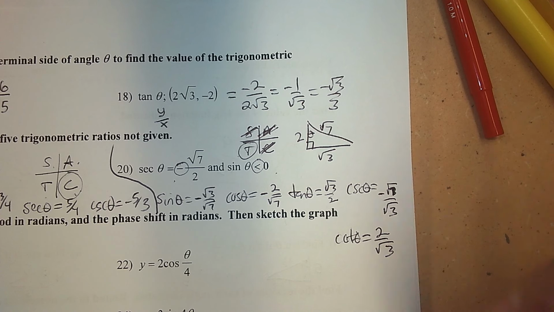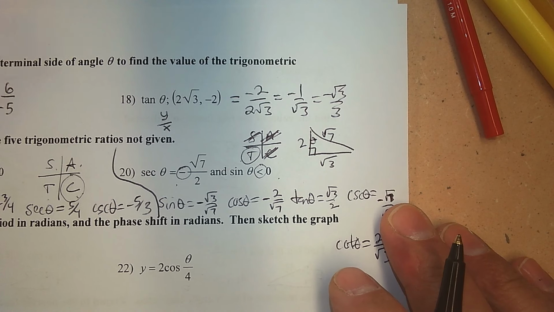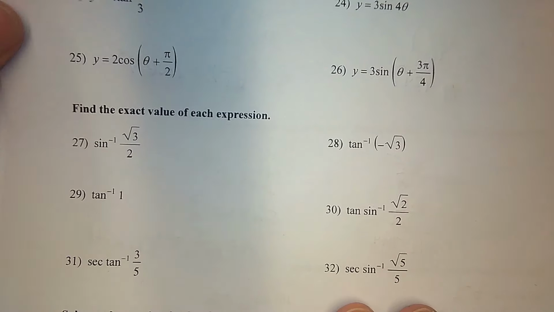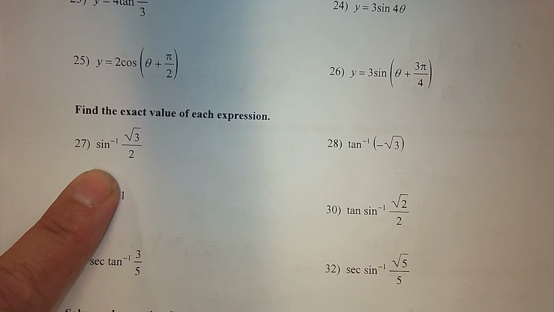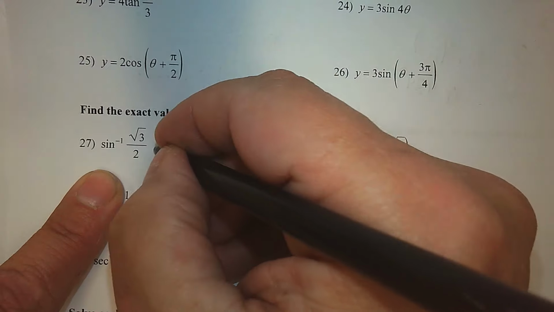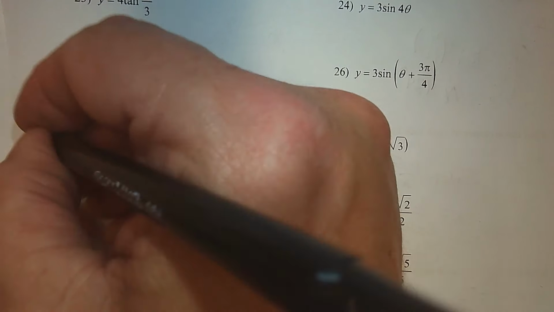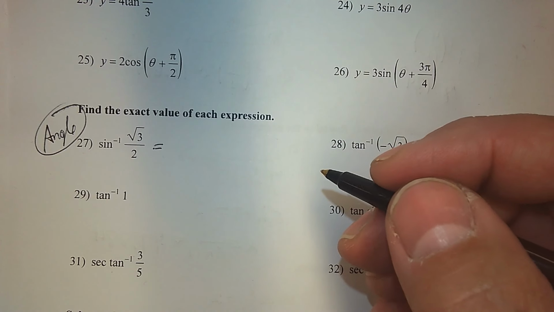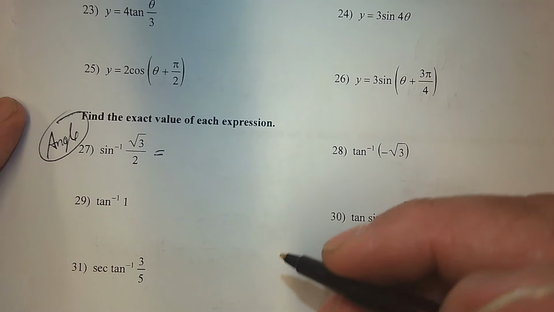All right, I'm going to skip the graphing, and we'll do that last. So I'm going to go down to 27. Now, these questions we didn't have time to do in class, so I'm going to do them right now. Whenever you're doing inverse, these questions are asking for the angle that goes with that. So I need to know the definition and quadrants and different things like that. So I'm going to go through it with you.